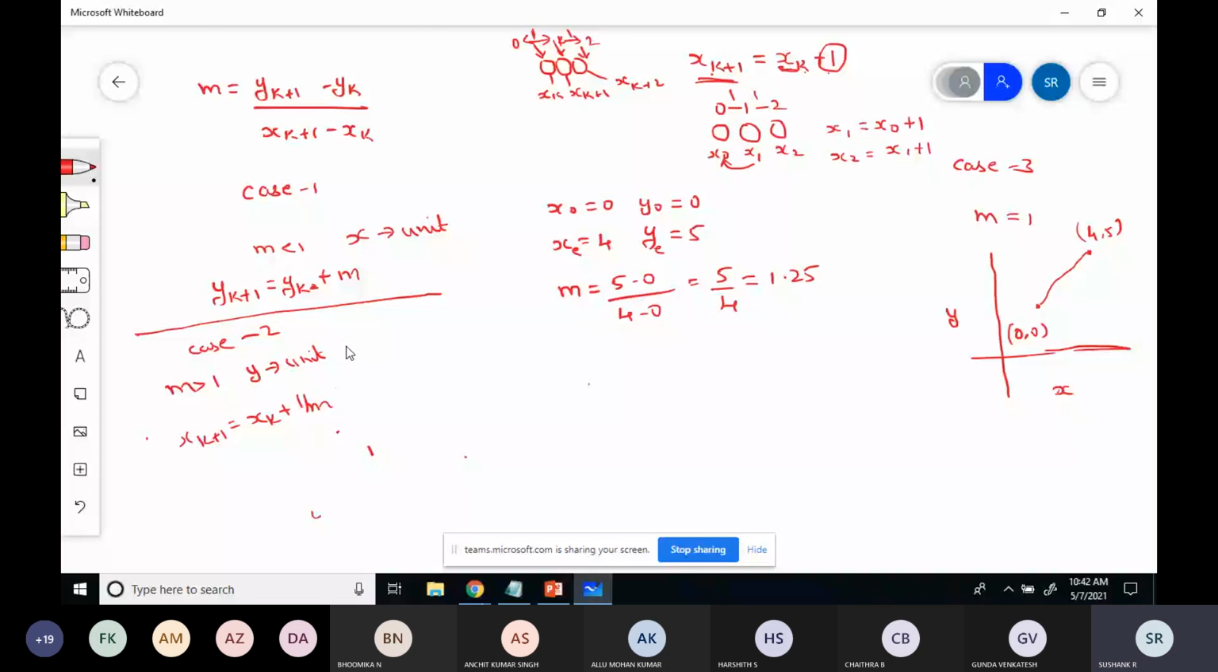Is the m value less than 1 or greater than 1? See whether you are listening to this or what. See, greater than 1.